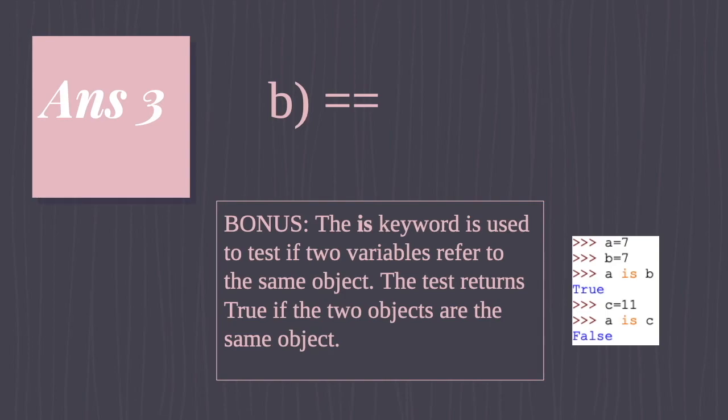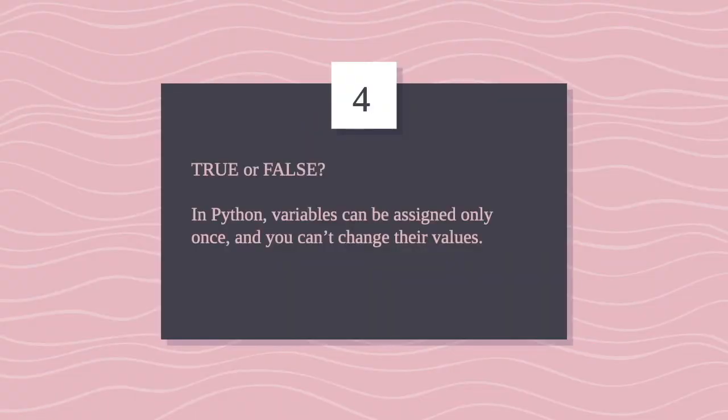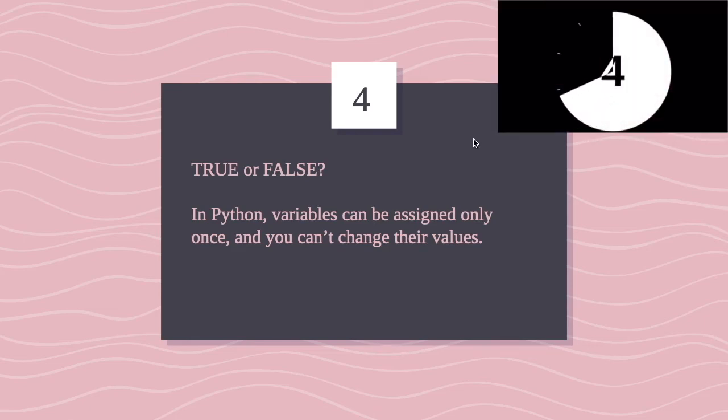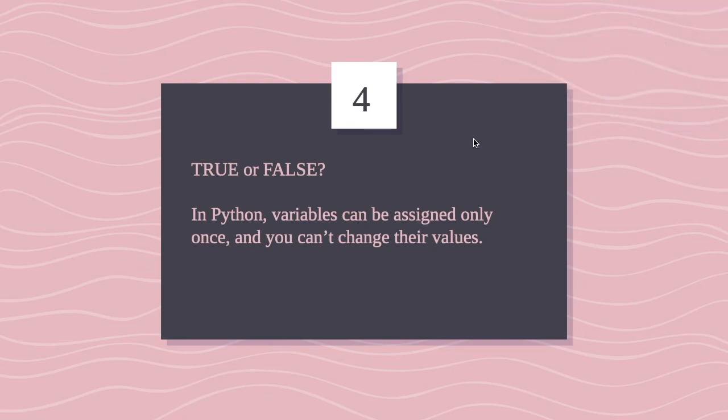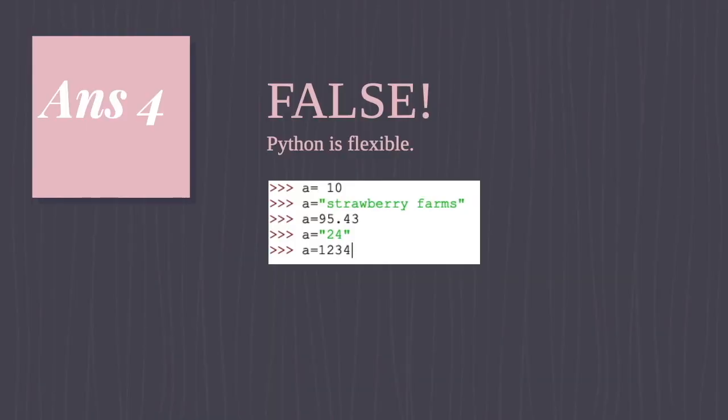On to the fourth question. True or false? In Python, variables can be assigned only once and you cannot change their values. Your 5 seconds start now. Time for the answer. It's false. Python is flexible, and here's an example.